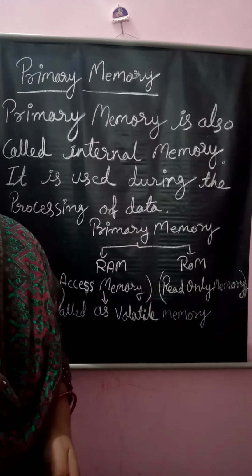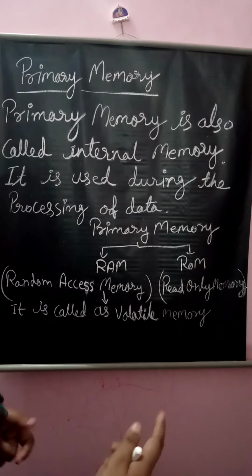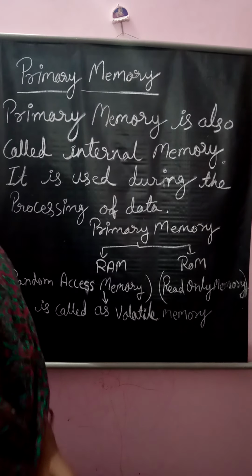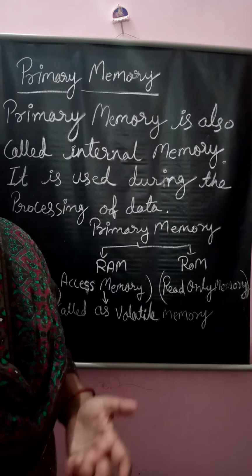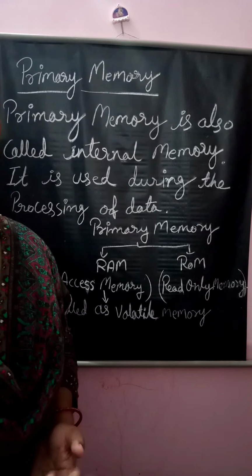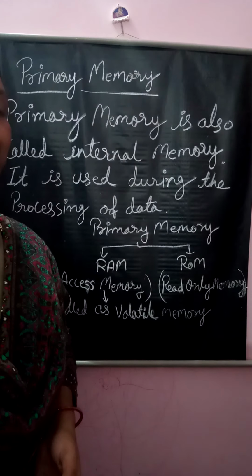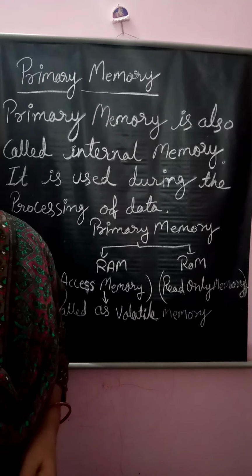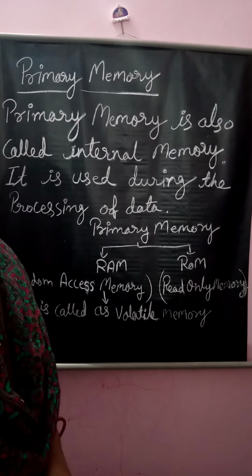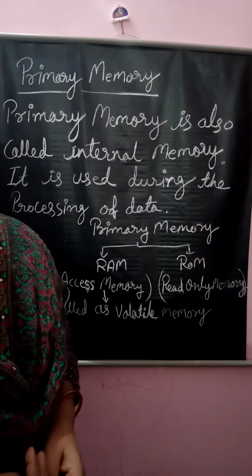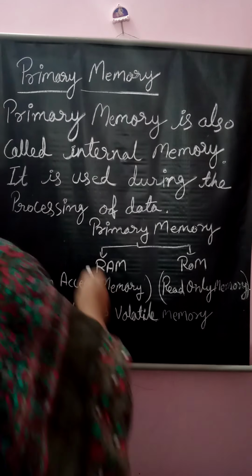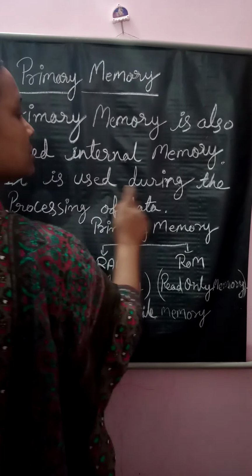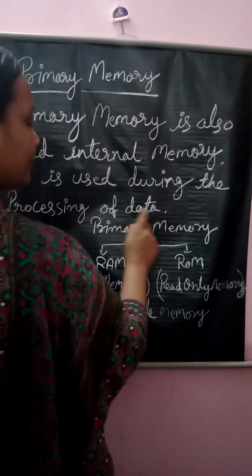During that time the computer is processing, and during the processing time, the primary memory is used. And not only when you start your computer, even when you are doing some calculations or some work on your computer, primary memory is used during the time of processing. So primary memory is also called the internal memory. It is used during the processing of data.